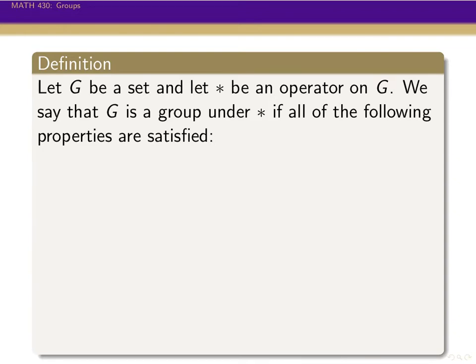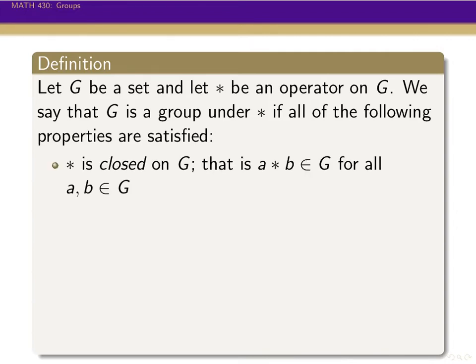Okay, so we're going to have G be a set, and star here be an operator on G. And so operator just means that it takes two things from G together and spits out something else. We're going to say that G is a group under this operator if all of the following properties are satisfied. So first of all, the operator has to be closed on G. And so that means that A star B is going to be inside of G for all A and B in G.